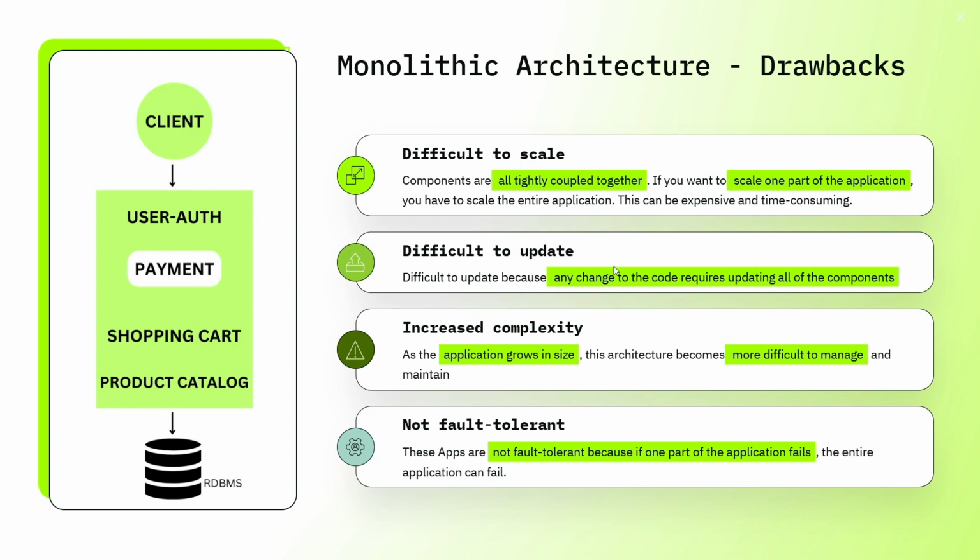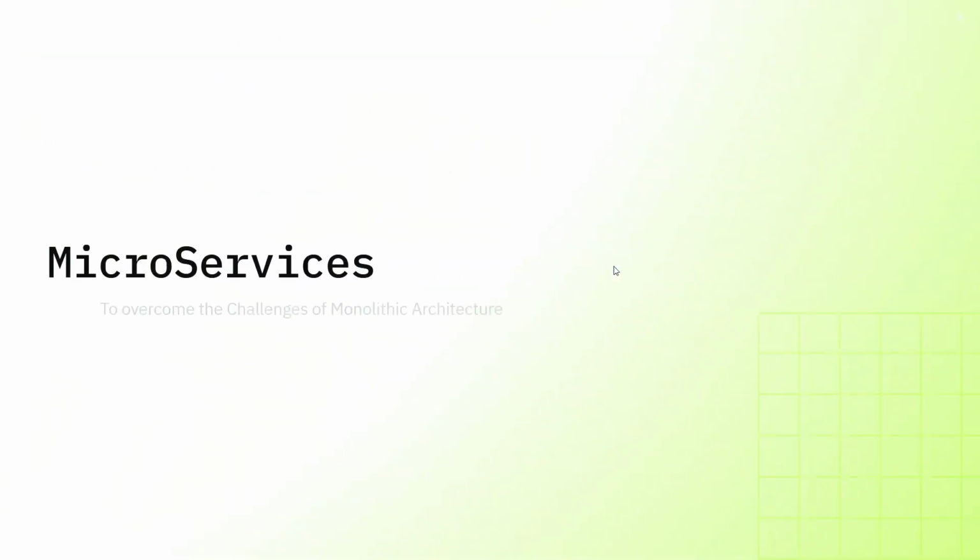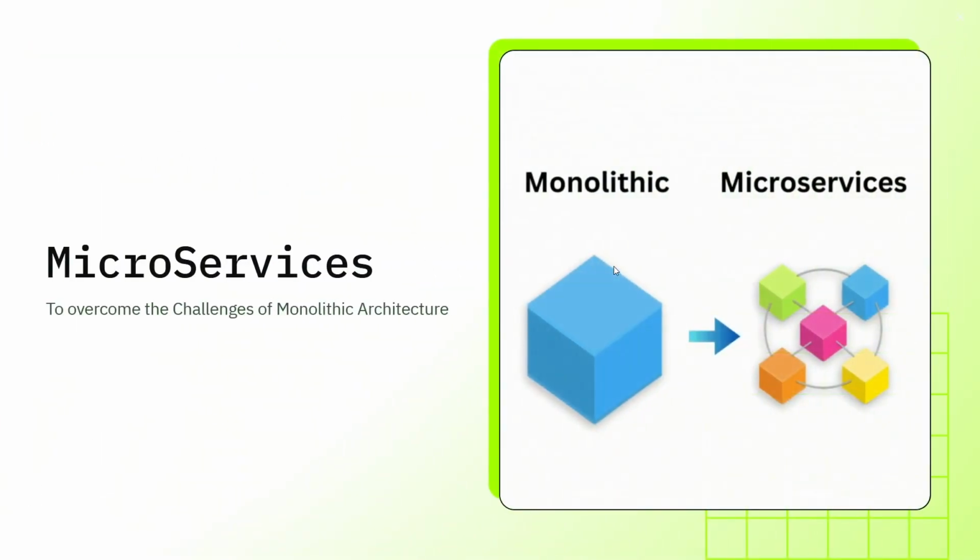So how do we solve the scaling issue? How can we solve the problem of updating the components? And how do we make our application more fault tolerant? To solve the challenges of monolithic applications, microservices came into existence. So let's see what microservices are.